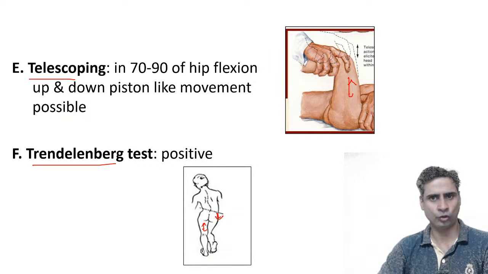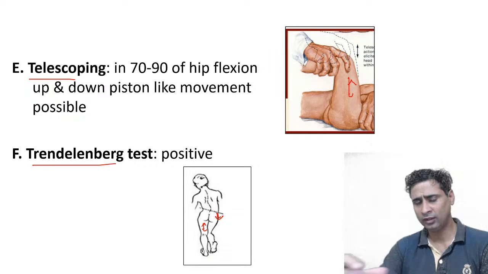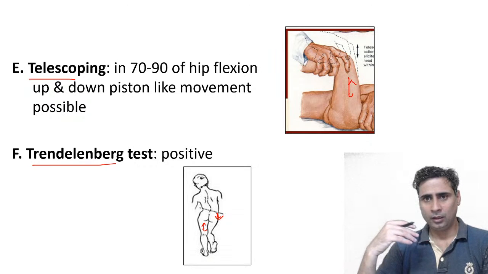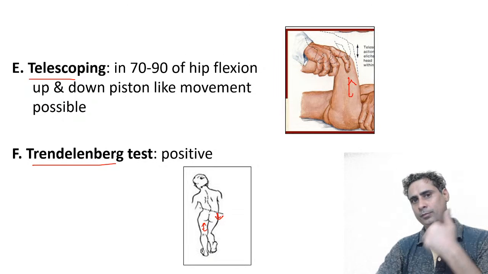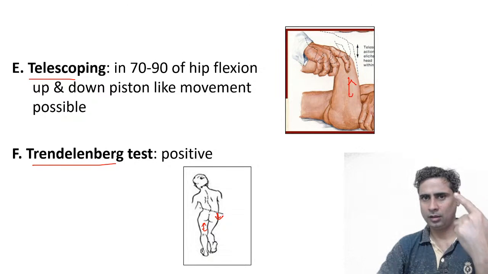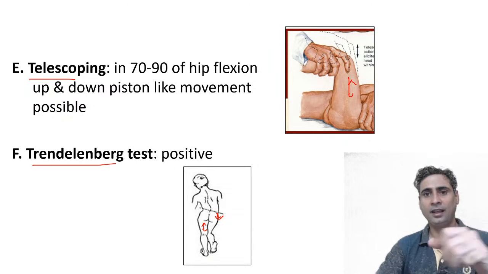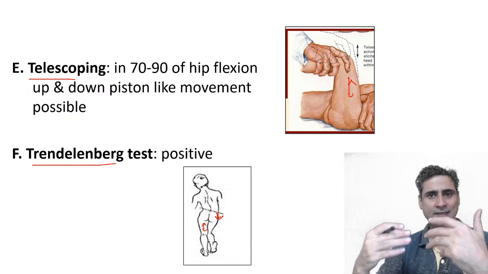And details of these tests we will be discussing in the last chapter, that is various important tests in orthopedics. These were the clinical tests for developmental dysplasia of hip: Barlow's test, Ortolani's test, Hart sign or abduction test, telescoping, Trendelenburg test, Galeazzi sign or Ellis sign.